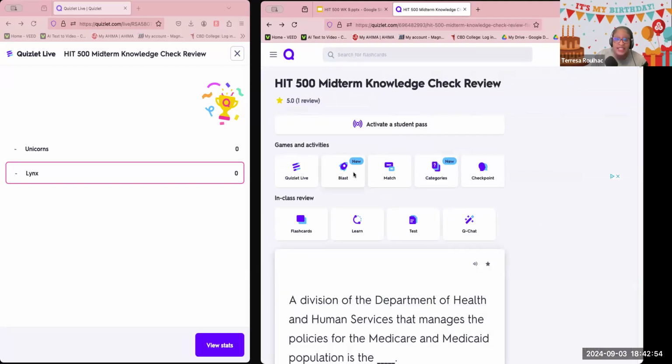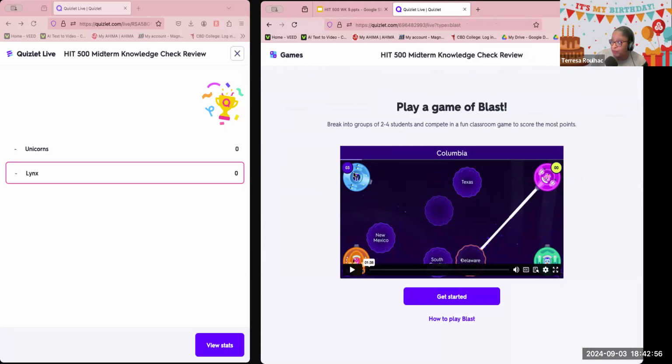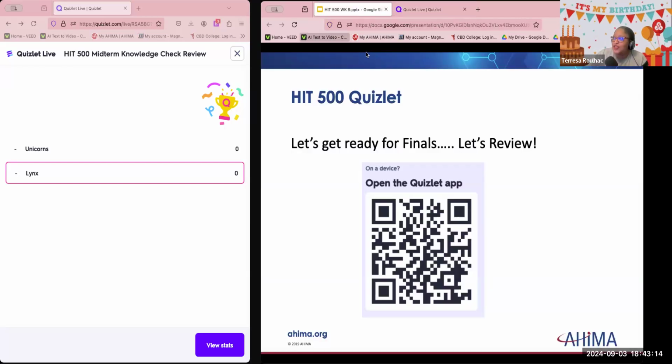Blast is also something very new, where again you need more than two people, and you get the information and you're kind of blasting. It's like a game, and as a team you work it out, just like in a break room, right? But you're doing it as a team and working it out. Okay.